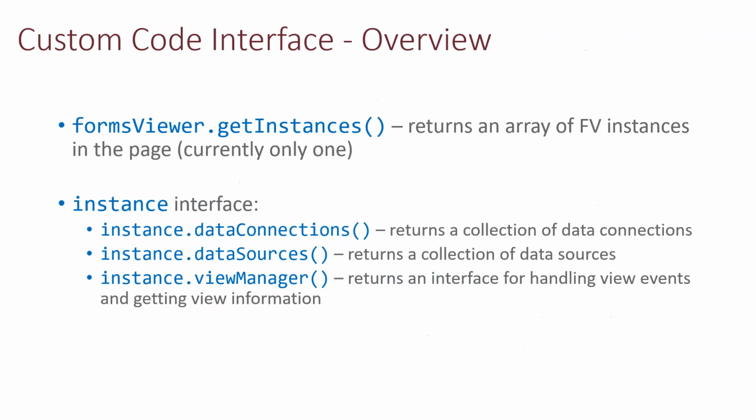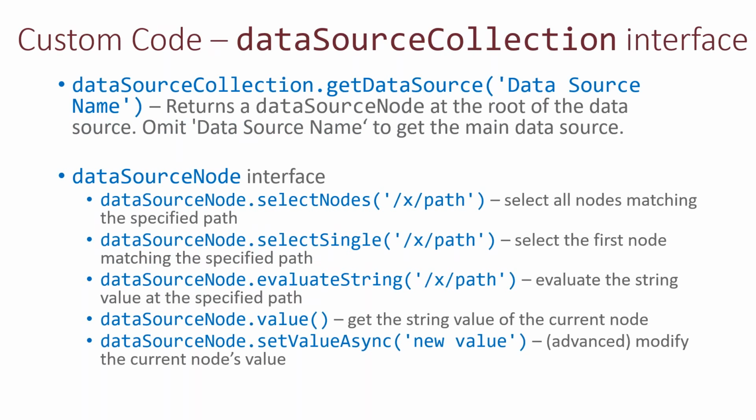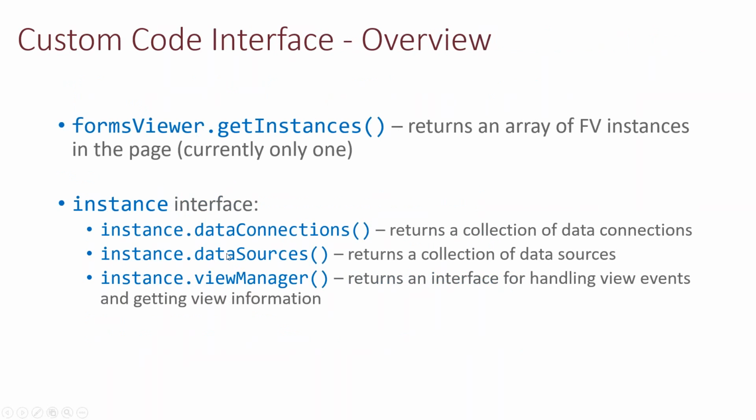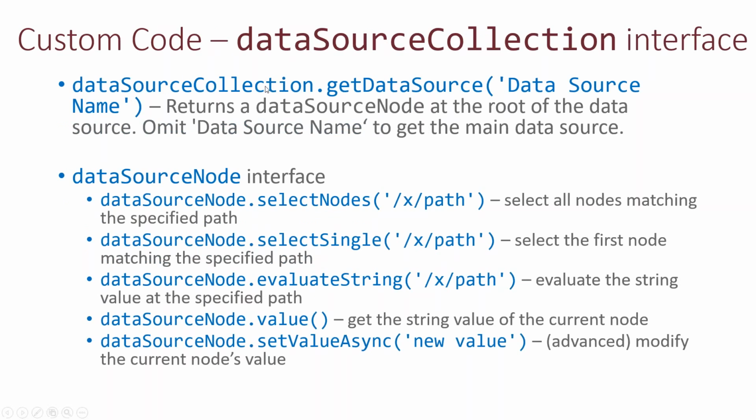And so just to delve a little more into this data sources piece, since this is what I'm going to be showing you in our next demo. So instance.dataSources returns a data source collection. And on that, you can request the specific data source from it. So you call get data source and specify the name, and that returns what we call a data source node. And the data source node has a few methods on it for interacting with the data source and with the nodes and fields and groups within it.